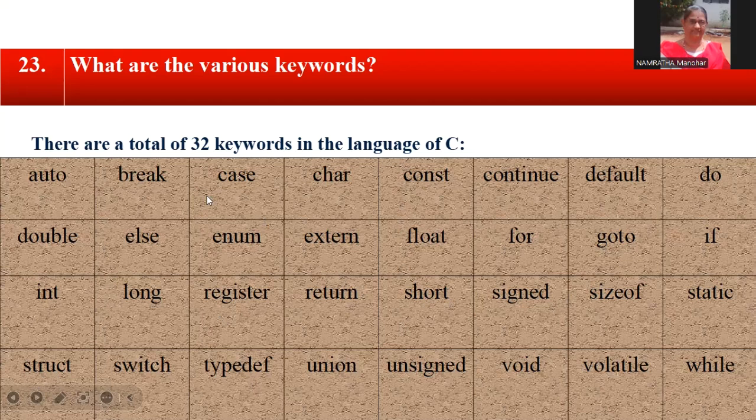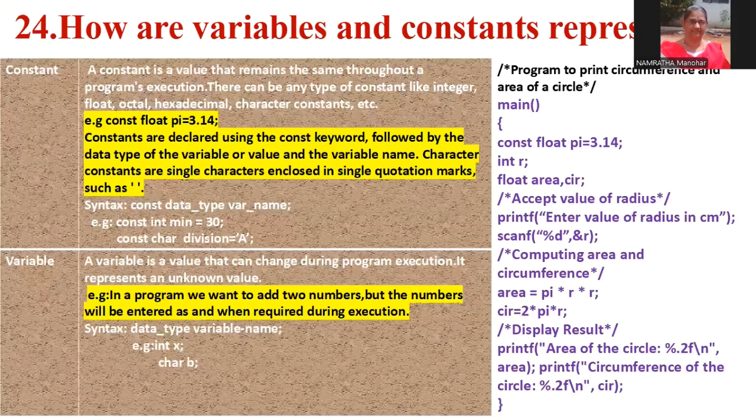Of these, the most important which we will commonly use are auto, break, case, char, const, continue, do, double, else, enum, float, for, goto, if, int, long, return, short, signed, sizeof, static, struct, switch, typedef, union, unsigned, void, and while. These are the most important keywords we will be frequently using.